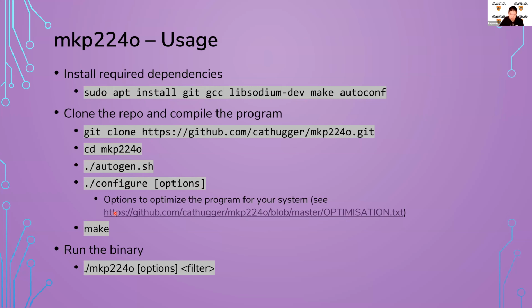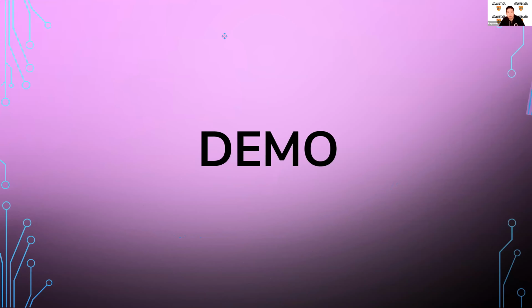But you can visit this link to get the list of optimizations. Basically, the program is optimized for different architectures. For example, if you're on ARM, if you're on x64, etc., you would have different optimizations to make it run faster. So that would be compile time optimizations. Once you do configure it, you would make, and then you would run the binary. So let's go ahead and do a quick demo.